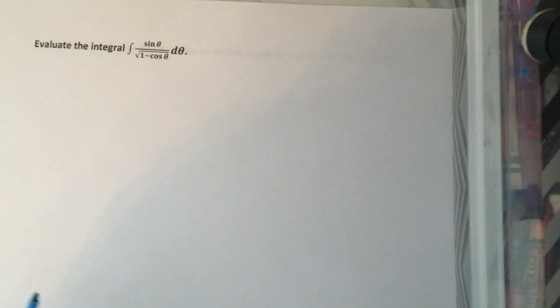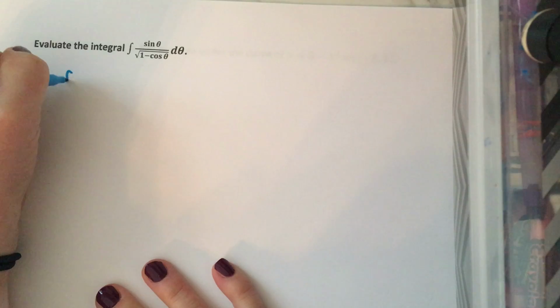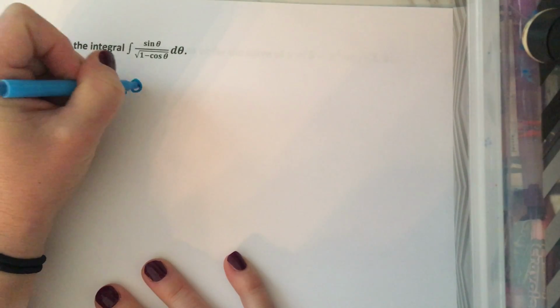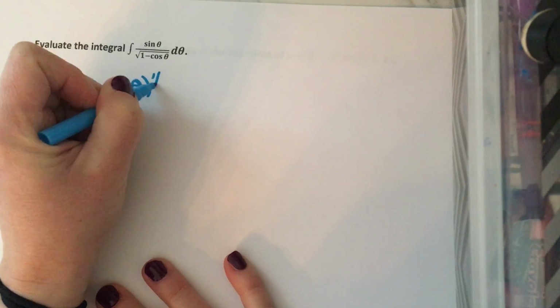That's the thing you struggle with the most. So evaluating this one, notice this is an indefinite integral, so do not forget to add your plus c at the end. But when I look at this and I think about rewriting this, I would write this as (1 minus cosine theta) to the negative 1/2 power times the sine of theta.